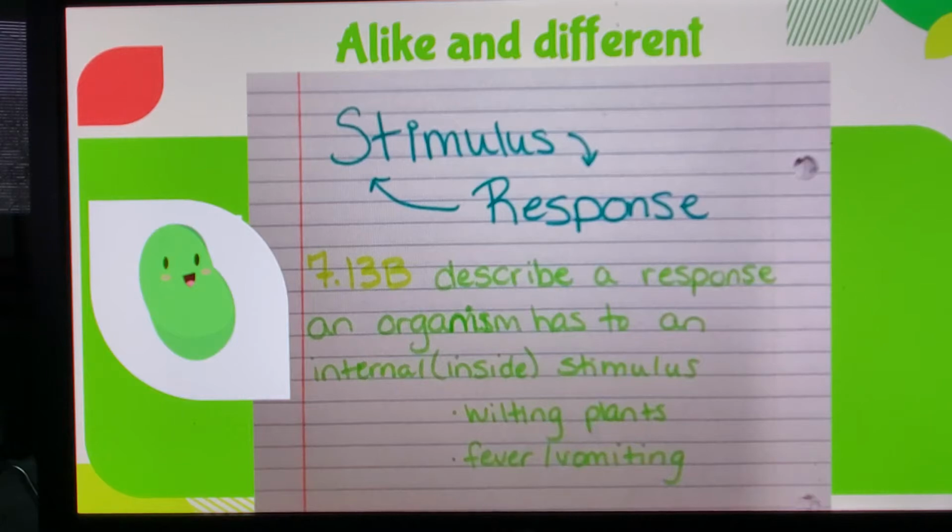We're going to describe how an organism responds to something, but this time that something is from inside of the body. And some of the examples we're going to look at is when plants wilt or when animals vomit or have a fever. So they're alike in that in both cases, we are examining what happens to that organism, what causes it, and what is the response by that organism to something that's causing something to happen.